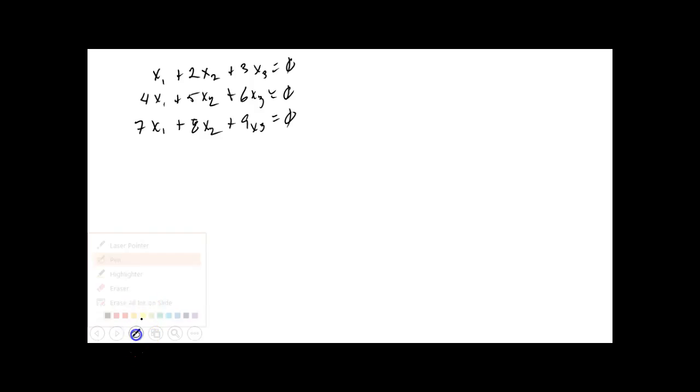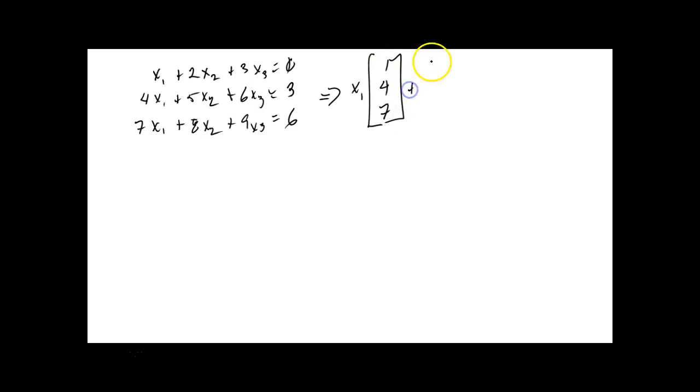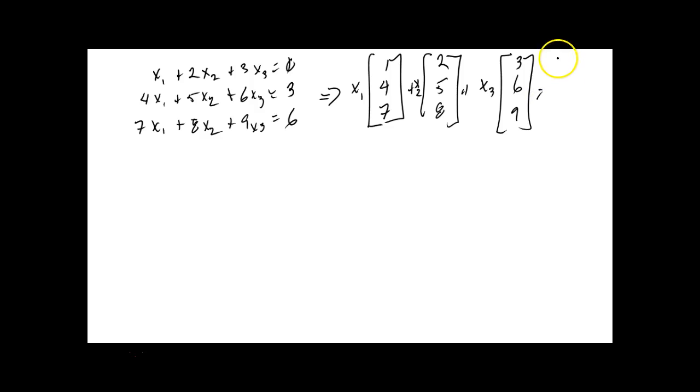Oh, no, sorry. Just glanced at it and thought this is a homogeneous system. It's not. That's a 3 and a 6 here. Okay. Now, to do it like we just did, this system, AX equal B, can be rewritten as X1 times the column vector 1, 4, 7, plus x2 times 2, 5, 8, plus x3 times 3, 6, 9, that's all supposed to equal 0, 3, 6. Got it.